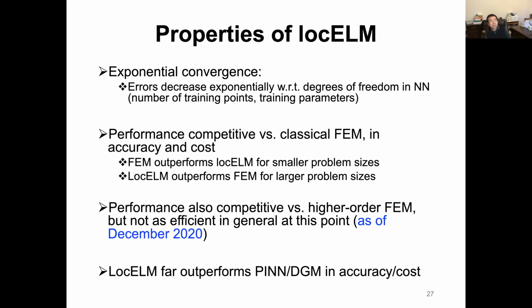For smaller problem sizes, the finite element method is a little better. For larger problem sizes, the local ELM outperforms the FEM. Compared with the high order FEM, it is also competitive to a certain degree. But in general, as of the writing of the paper, it is not as efficient as the high order FEM. I will also compare with PINN and DGM. In terms of accuracy and cost, it seems to be much better than PINN and DGM. I will show that with several numerical examples.